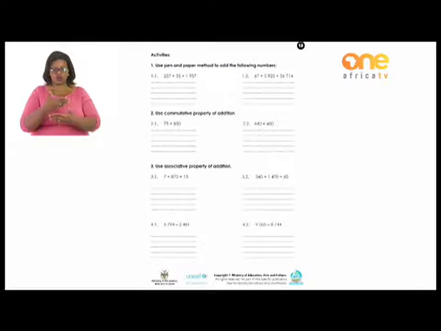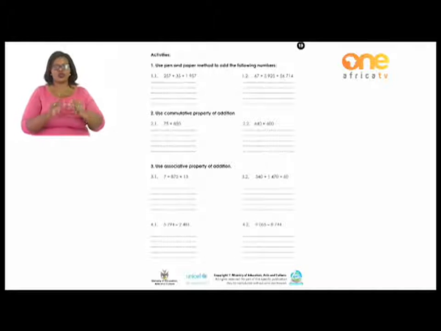On page 13, there's a really nice activity for you guys to do. Now let's go through the activity. Use pen and paper mode to add the following numbers. 1.1: 257 plus 35 plus 1,957. 1.2: 67 plus 5,925 plus 56,714. So here we apply pen and paper mode.